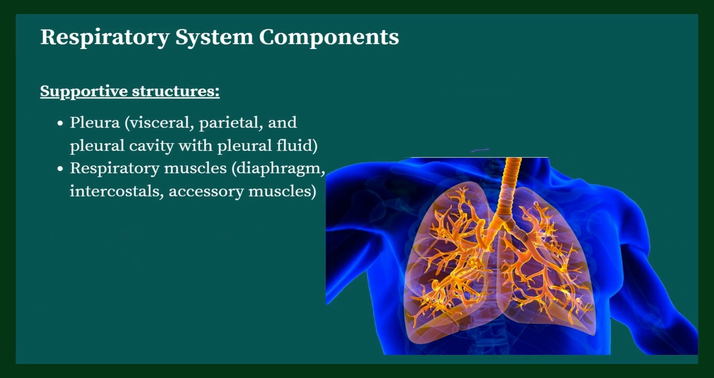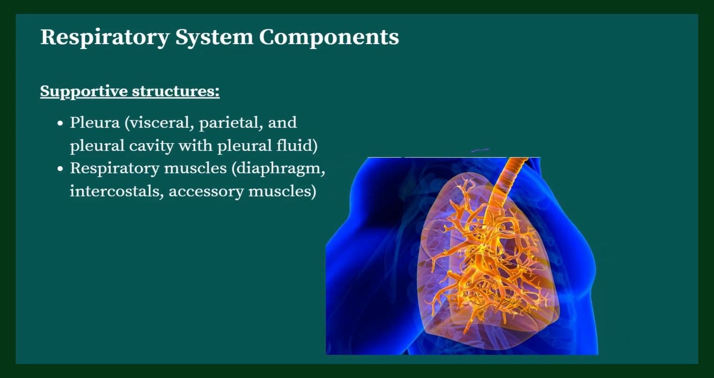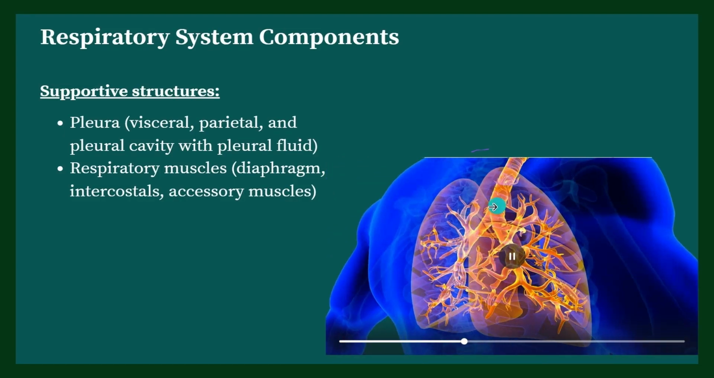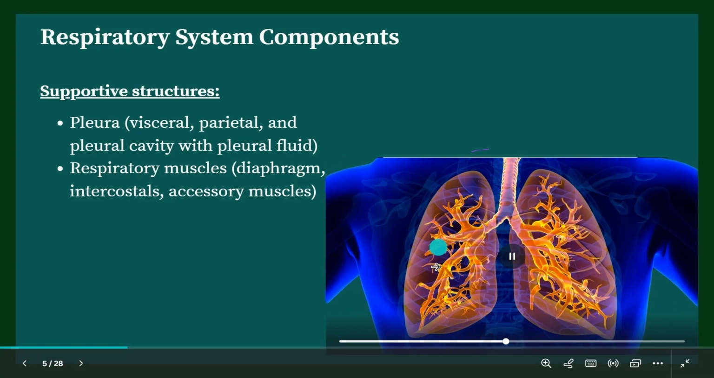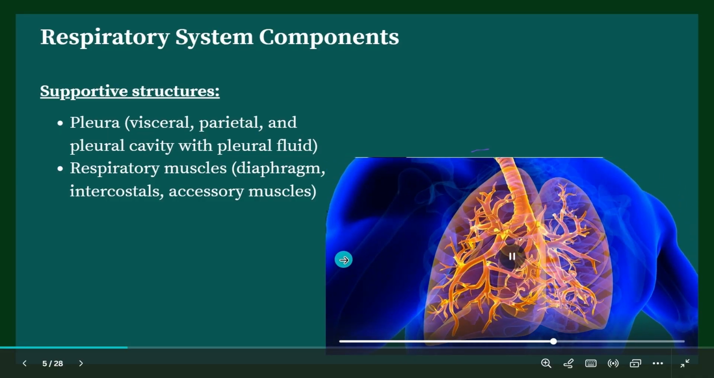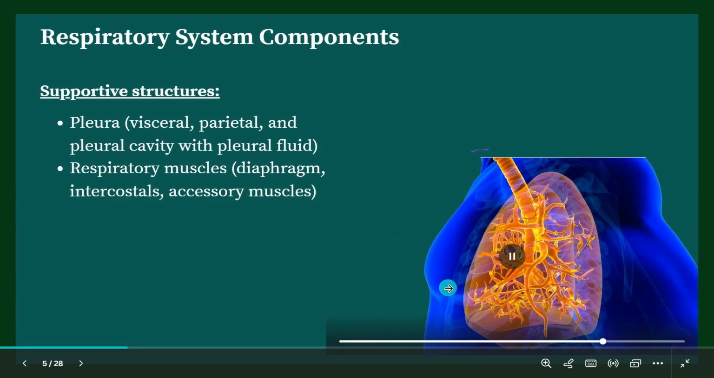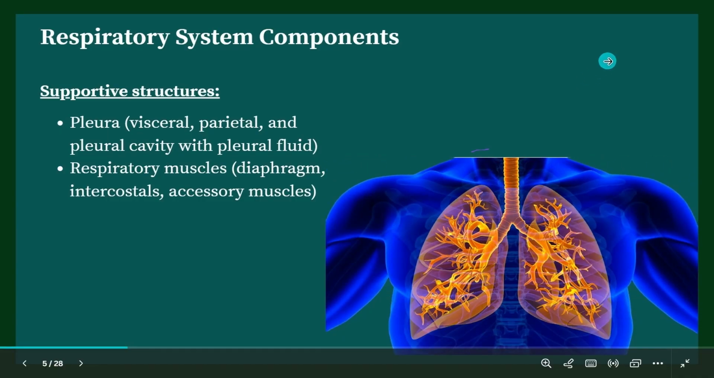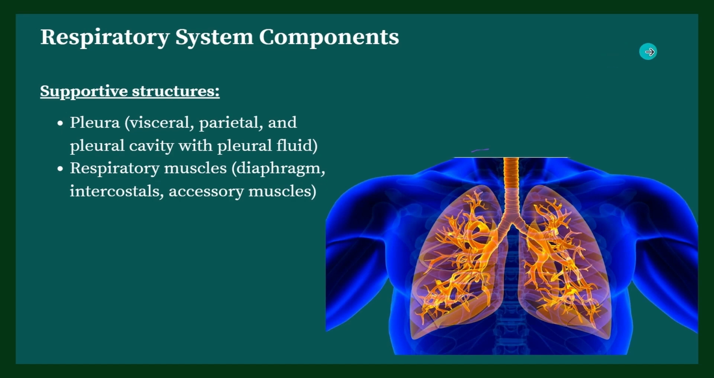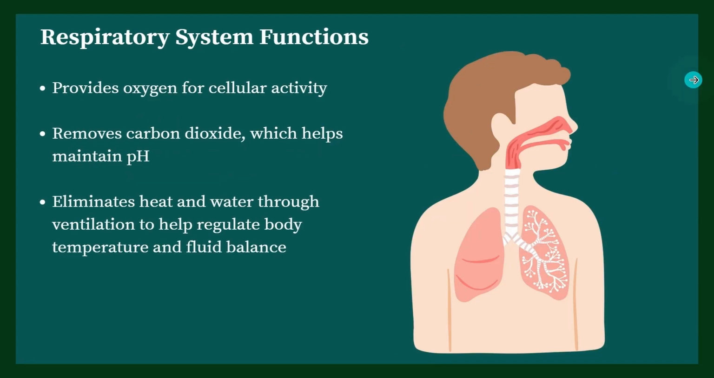So other structures that are involved in the respiratory system would be the pleura, which is the pocket that holds the lungs, and then the respiratory muscles, which help with, there's 2 different kinds of breathing. There's the forced inhalation and exhalation, and then there's just regular inhalation and exhalation that's just what our body does to keep us alive.